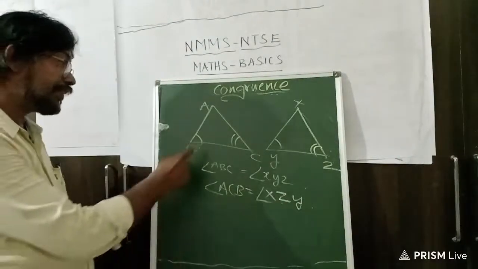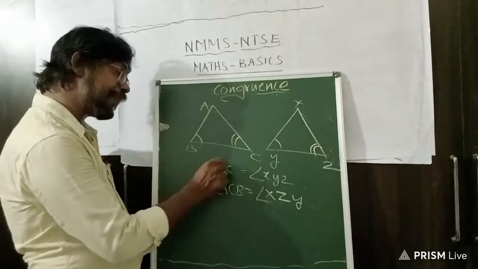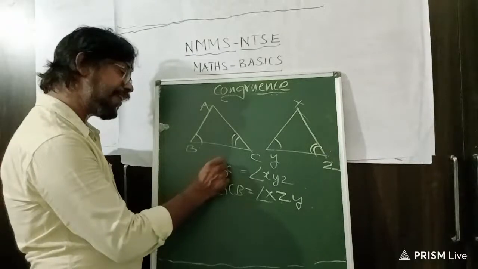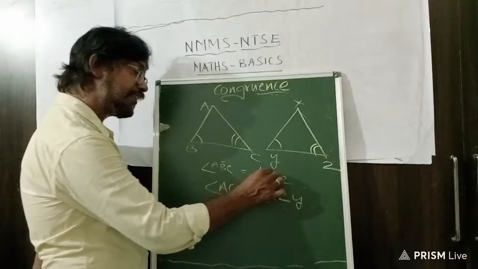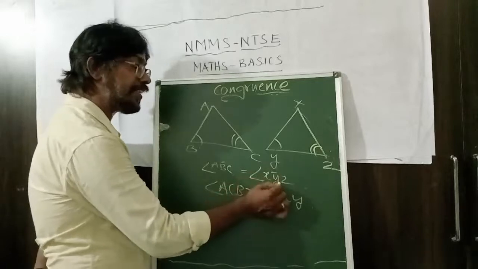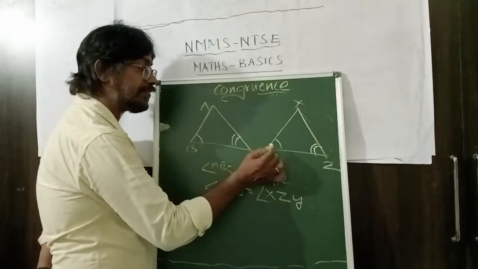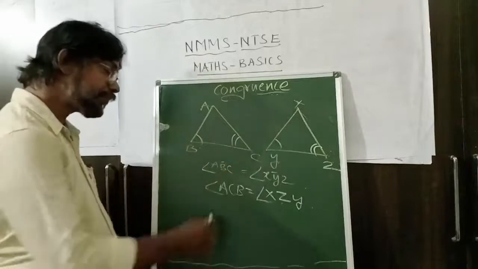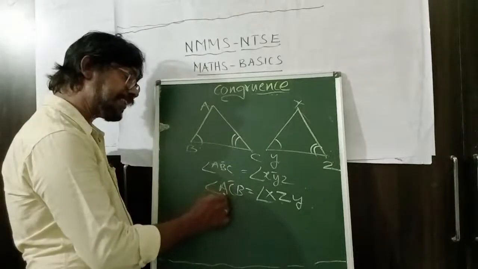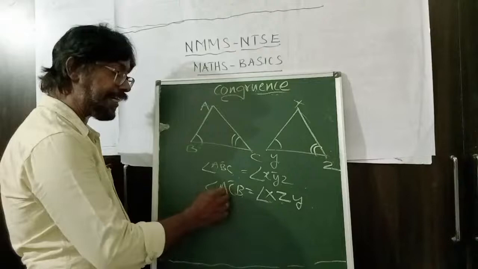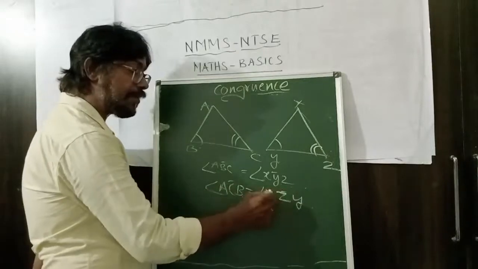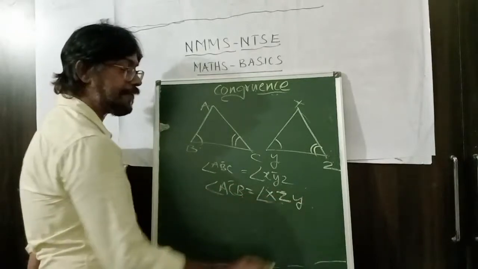Here in this, B is common to two sides, AB side and BC side. Y is common to two sides, XY and YZ. Here C is common to AB and AC, CB. Here Z is common, XZ, ZY.